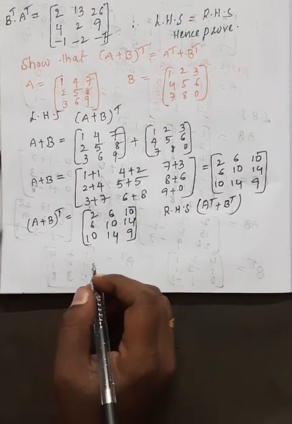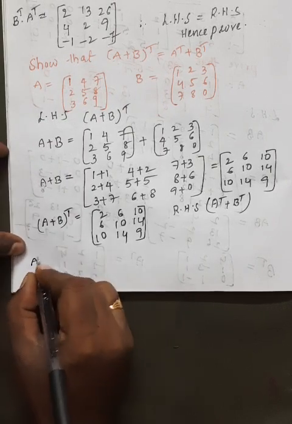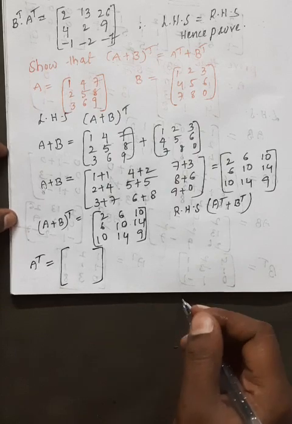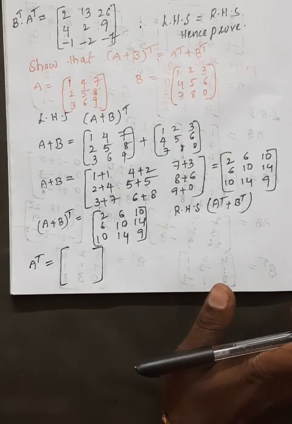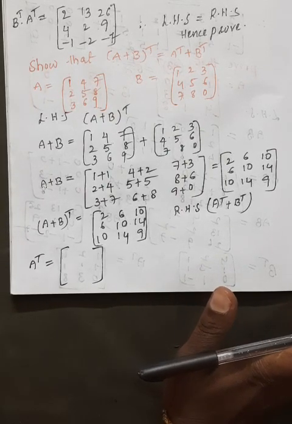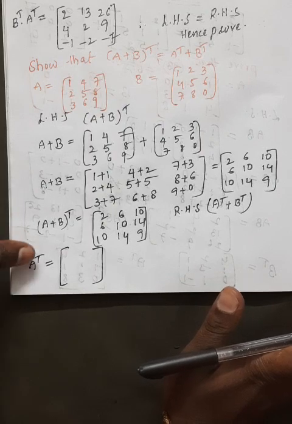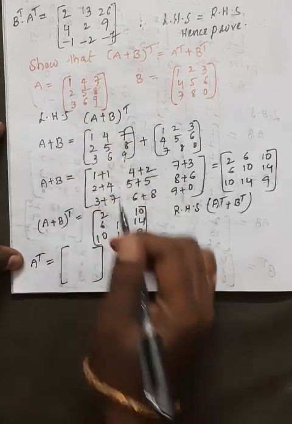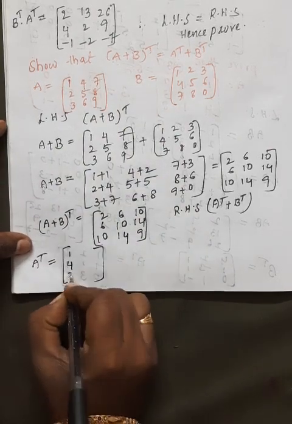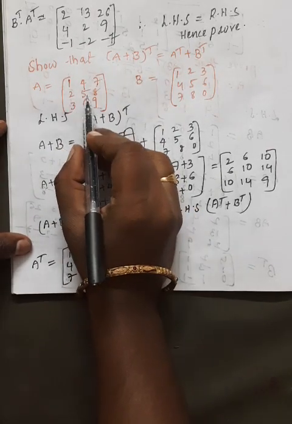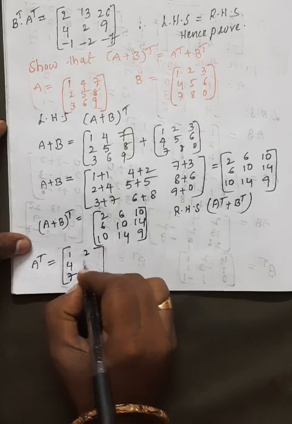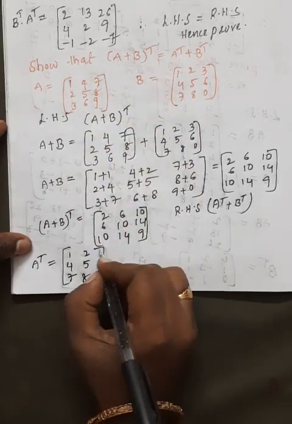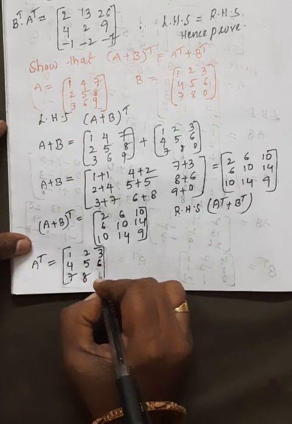So here A transpose is equal to, in a similar manner, we have to interchange rows into columns for matrix A to get A transpose. So here 1, 4, 7 is in row form, we should write it in column form. 2, 5, 8 is in row form, we should write it in column form. 3, 6, 9 in row form, we should write it in column form.